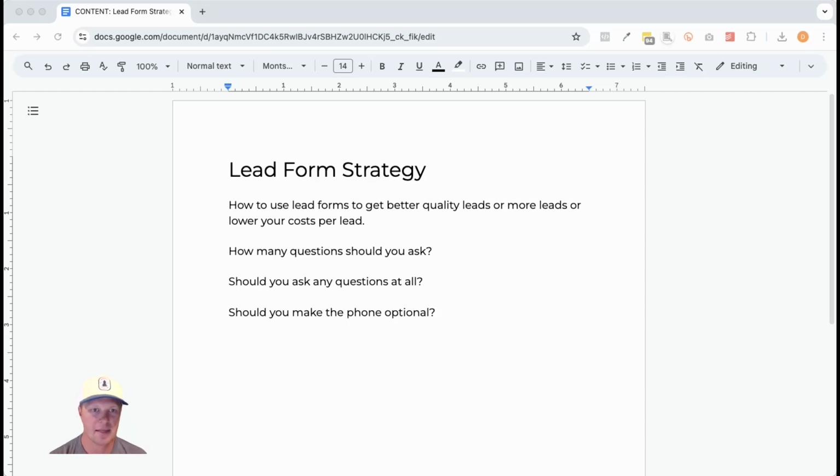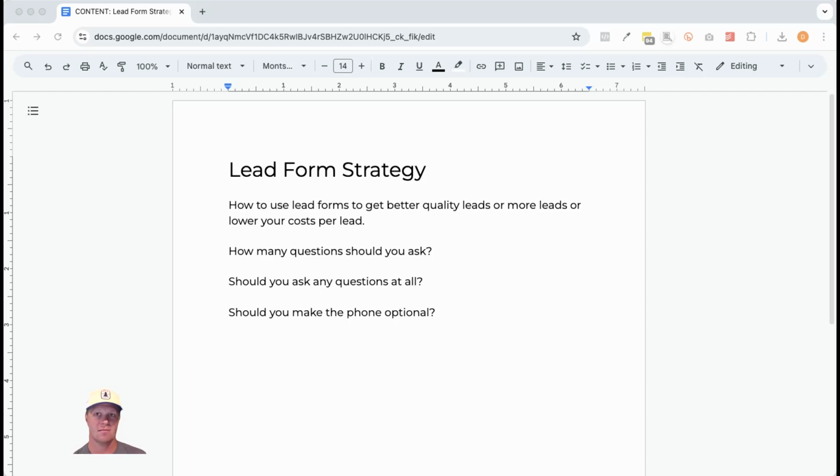So, with that being said, let's talk about the forms. A couple of big questions that we get are: how many questions should I ask? What should you ask? Should I ask any questions at all? Should I make the phone number optional? Okay, so let's tackle a couple of these. How many questions should you ask?